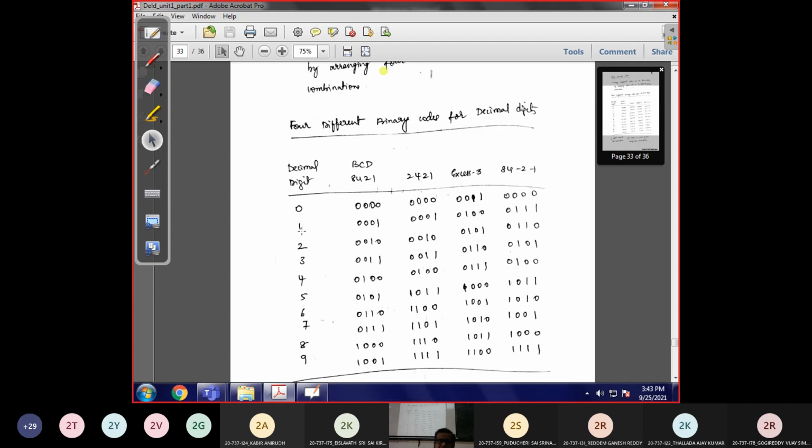Similarly for 1, to represent 1 in XS3, just take the binary of 1 first. To that you add 3. So 1 plus 3 will make 4. So 0100 is the binary code in XS3 for the number 1.